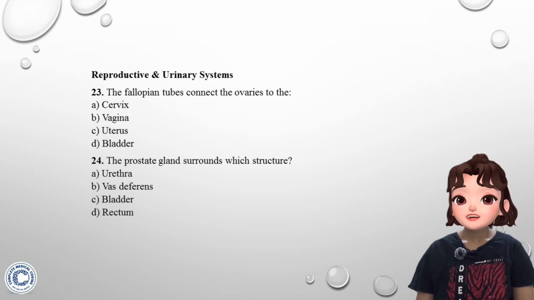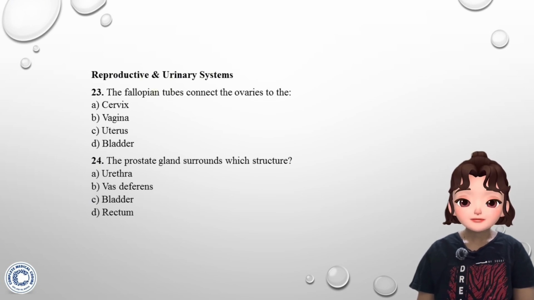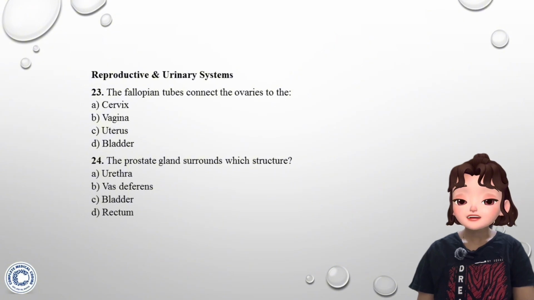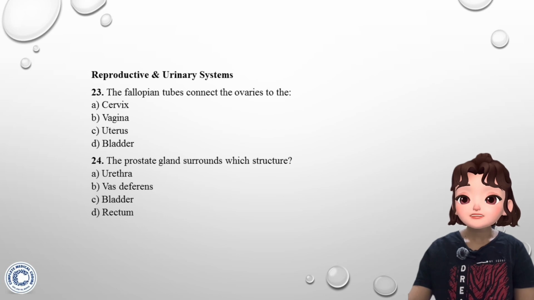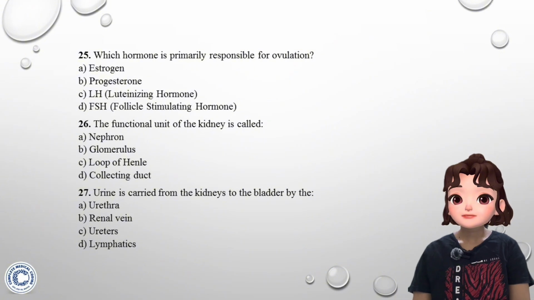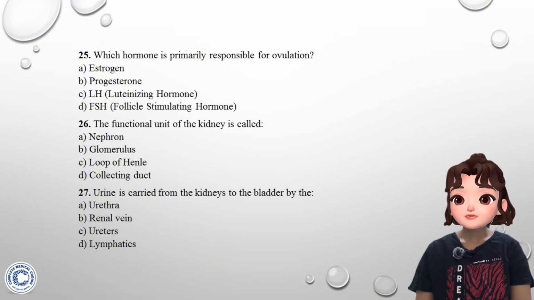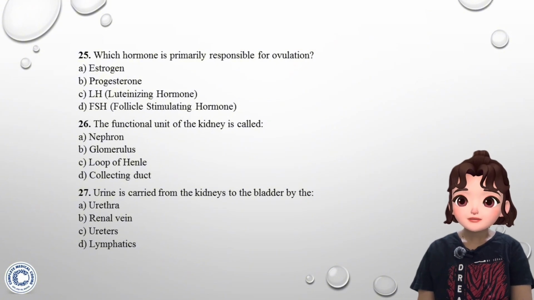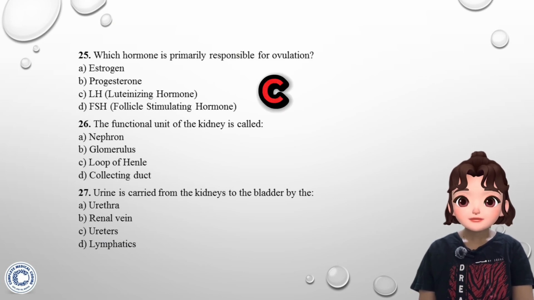Question 24. The prostate gland surrounds which structure? Urethra, vas deferens, bladder, rectum. Answer is option A, urethra. Now question number 25. Which hormone is primarily responsible for ovulation? Estrogen, progesterone, LH, luteinizing hormone, FSH, follicle stimulating hormone. Answer is option C, LH, luteinizing hormone.